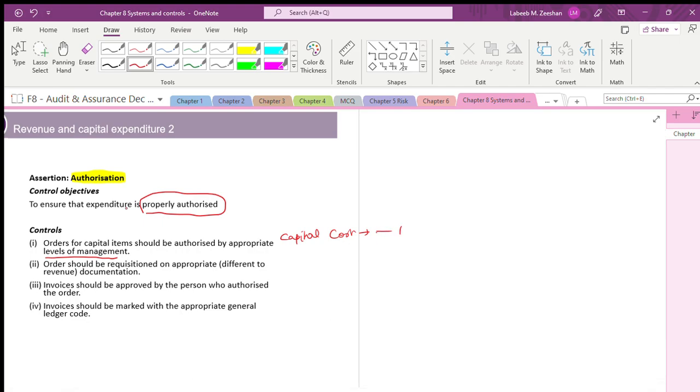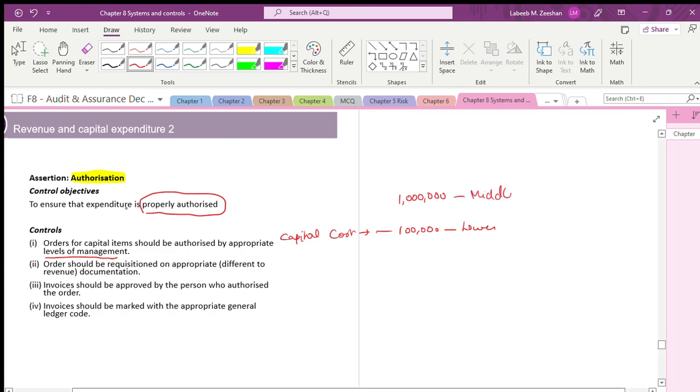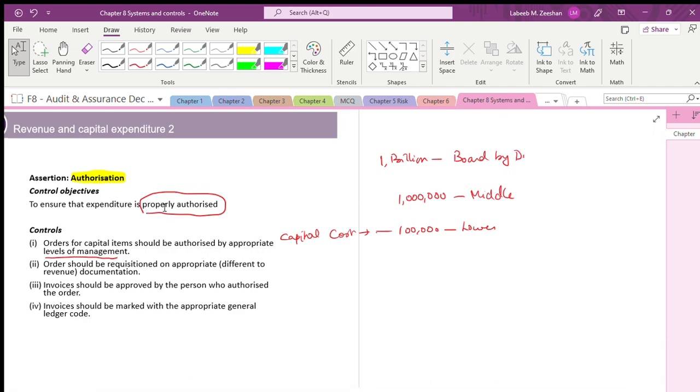We assume that if it is 100,000, it will be at the lower level. If the amount increases to 1 million, it will be at a middle level. If the amount increases to 1 billion, definitely it will be approved by whom? Most of the time it will be by the board of directors.